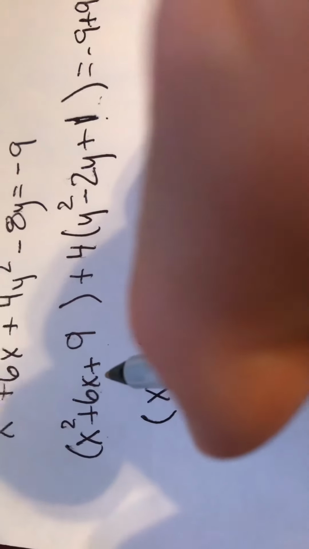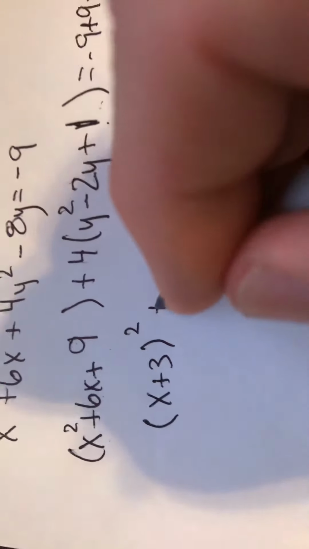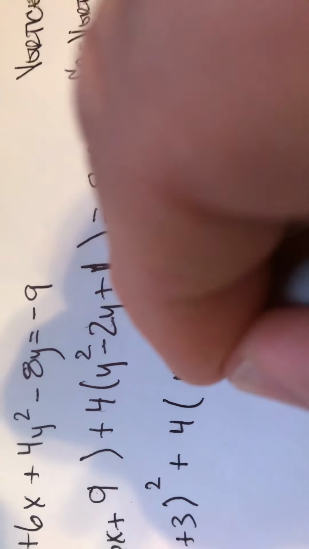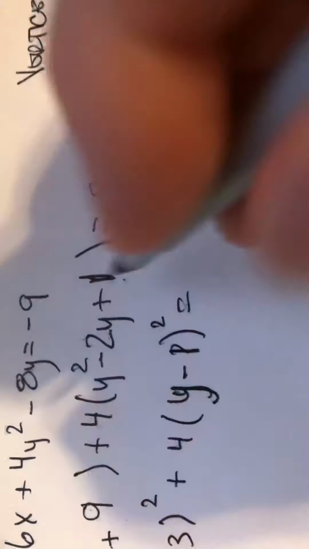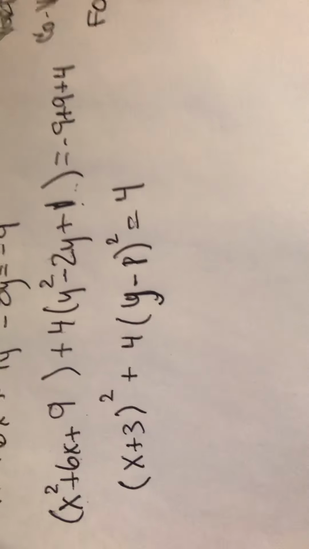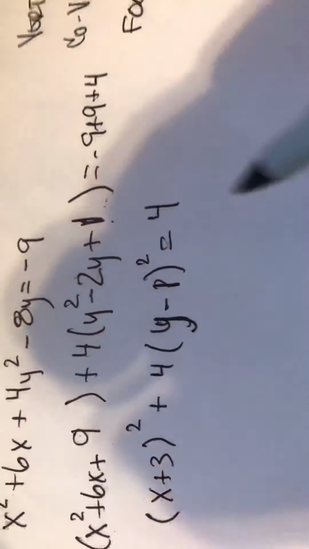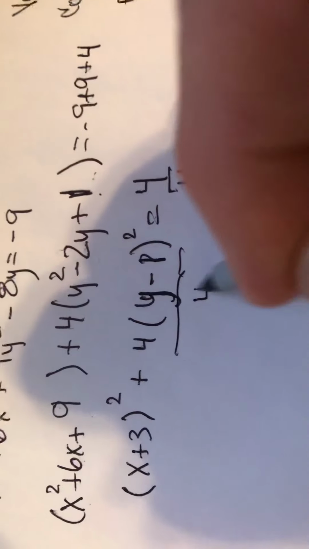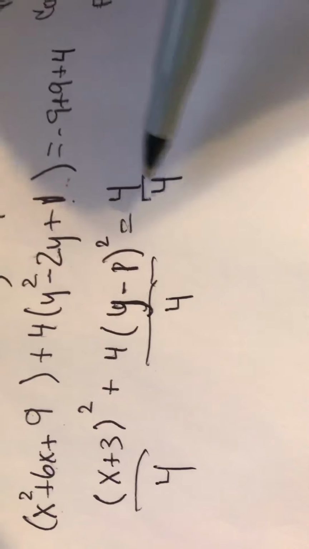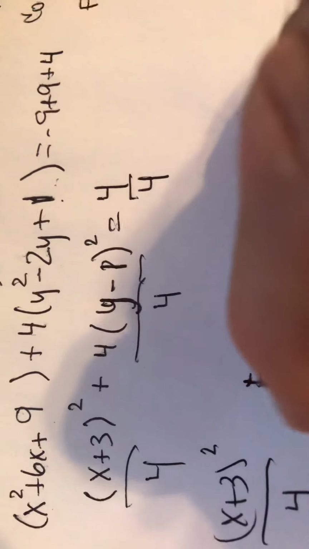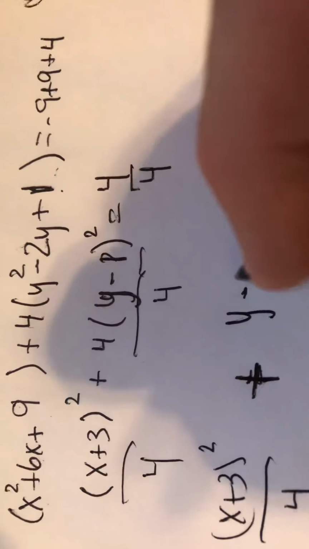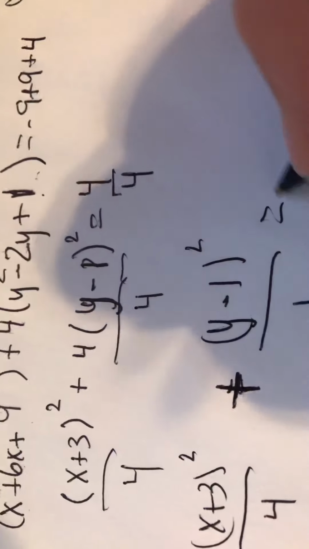So now I rewrite this in factored form. X squared plus 6x plus 9 is x plus 3 squared. This is a 4. Y squared minus 2y plus 1 is y minus 1 squared, equals negative 9 plus 9 is 0 plus 4 is 4. Okay? Now divide each of my terms by 4 because this has to be a 1. So now this becomes x plus 3 squared over 4 plus y minus 1 squared over 1 equals 1.